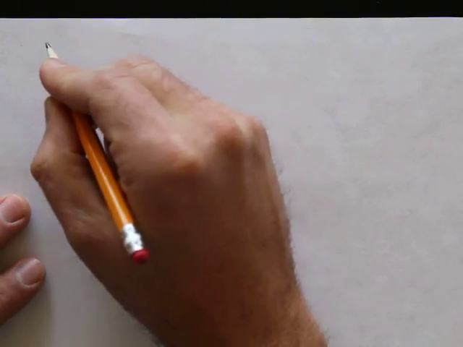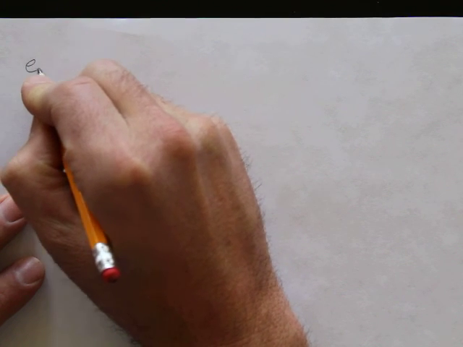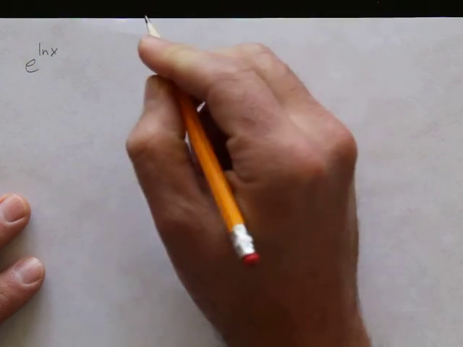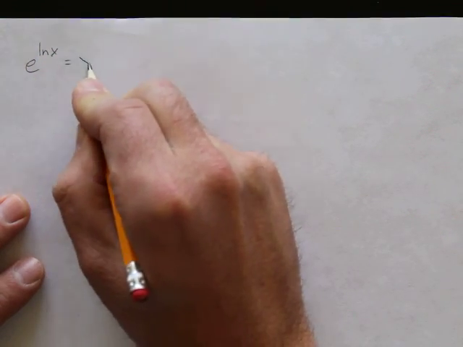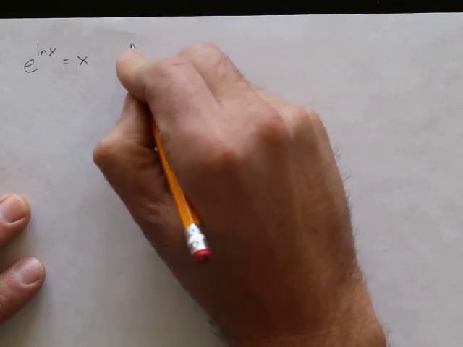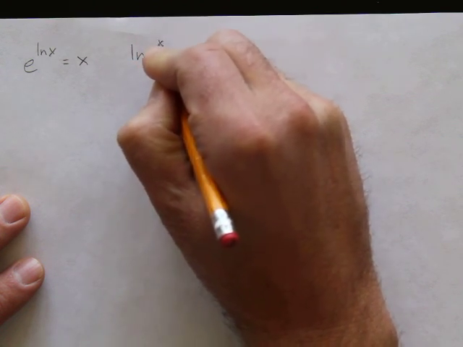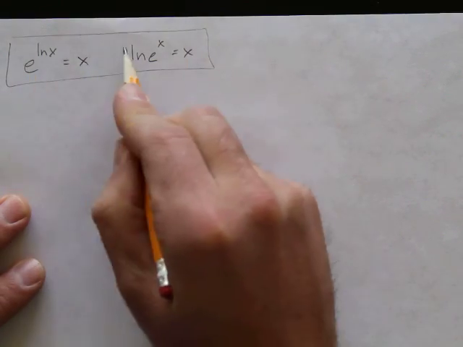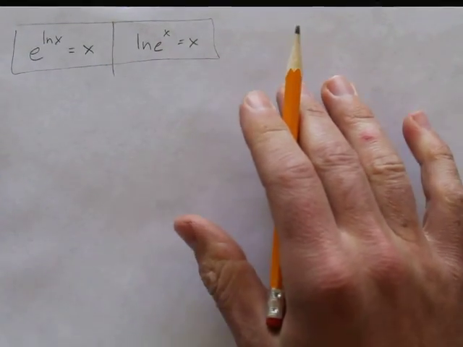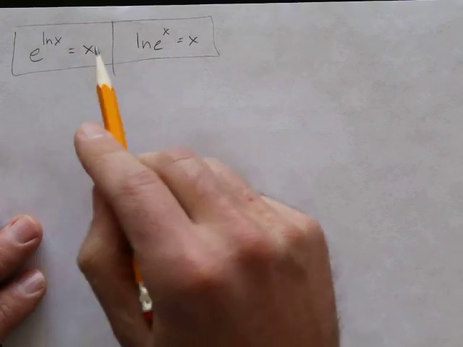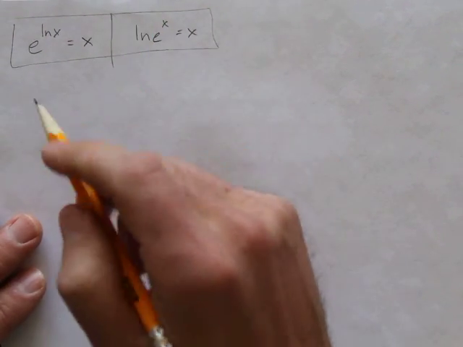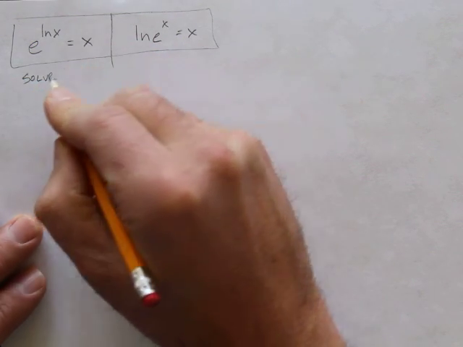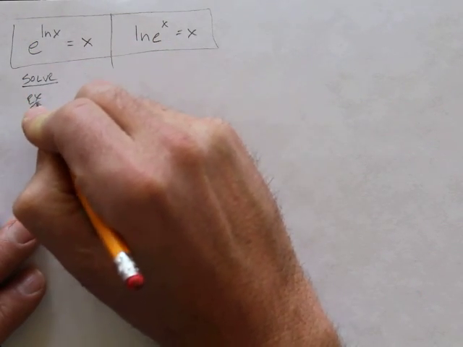Here we have a couple of equations. E raised to the power of natural log of x equals x, and the natural log of e to the x power equals x. So we have these two up here that we'll use in the next couple of examples that we're going to solve.